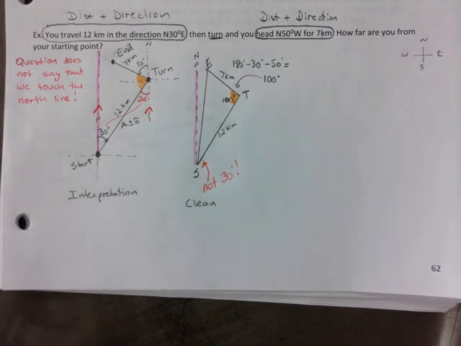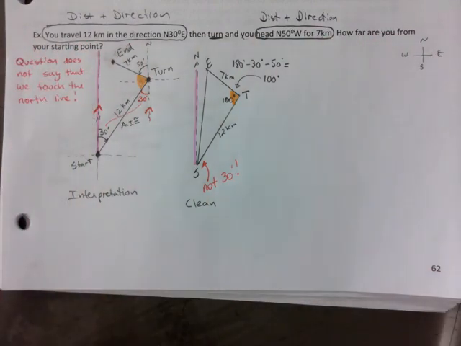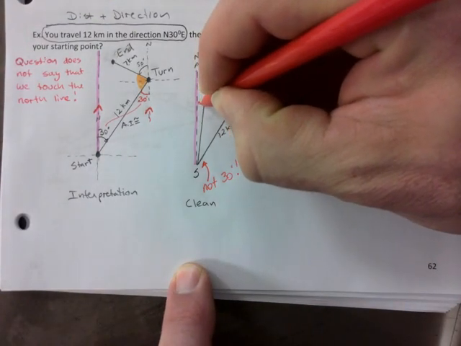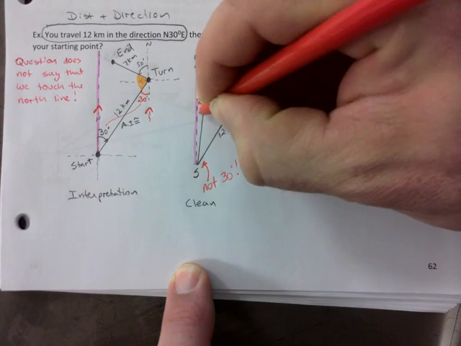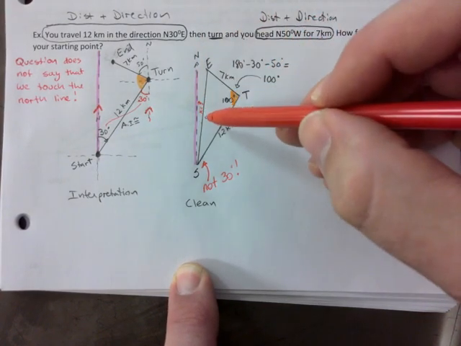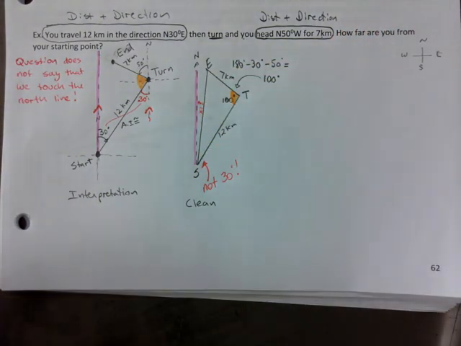What is the ultimate question now? We've spent so much time just setting this up. How far are you from your starting point? That's really what they're asking for, right? This is the question mark here. X is equal to, or lowercase t if you'd like, but this is what they're asking us for. What would we use to solve that?